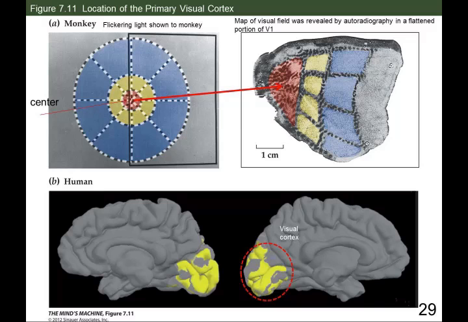Okay, which shows something very important about vision, and that is that they're represented by different parts of the brain, that they're independent.